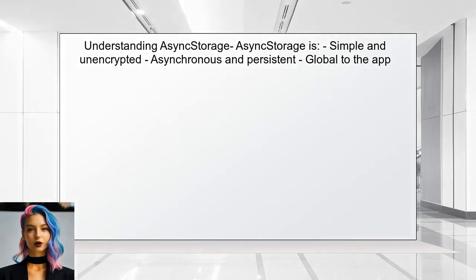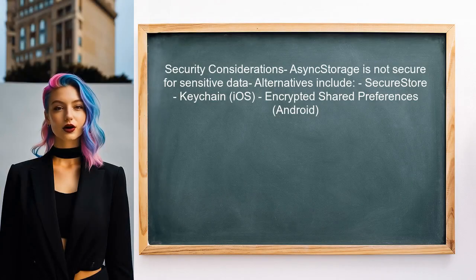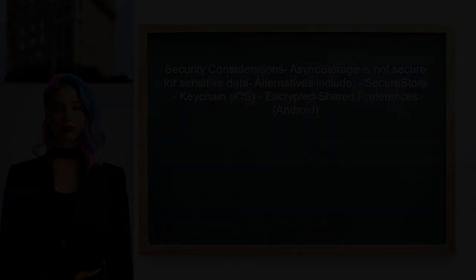To address the user's question about storing an access token in a React Native application, we first need to understand what async storage is. Async storage is a simple, unencrypted, asynchronous, persistent storage system that is global to the app. Next, the user should consider the security implications of storing sensitive information like access tokens. While async storage is convenient, it is not secure. For sensitive data, it's better to use a more secure storage solution.